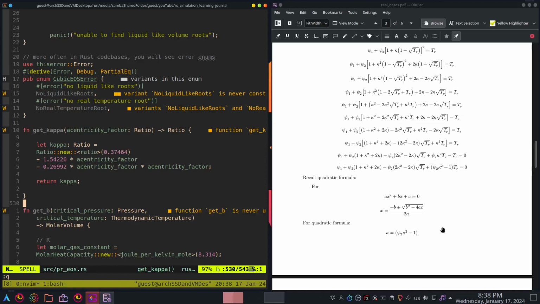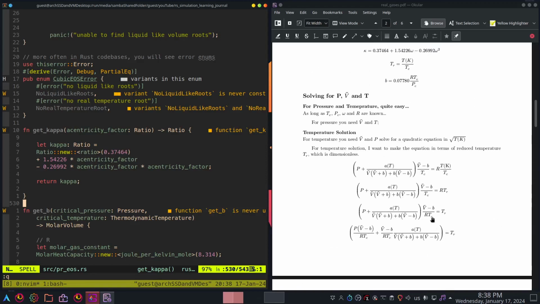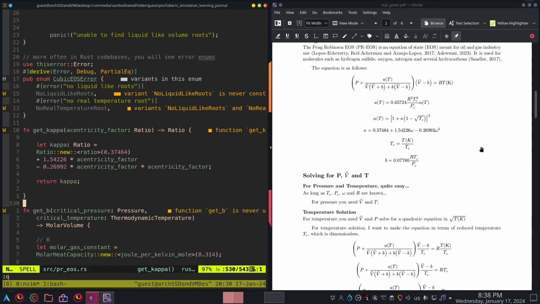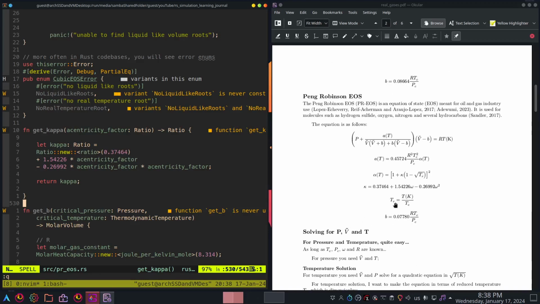with that question, let's think about how the Peng-Robinson equation is supposed to be used in the first place. When we get the reduced temperature, we have a positive temperature in Kelvin, and then we divide by the critical temperature. So the reduced temperature is always positive.